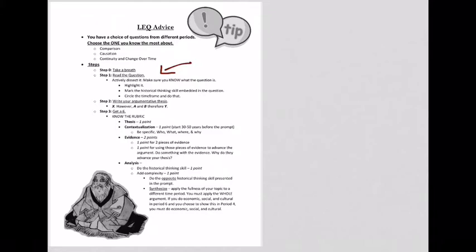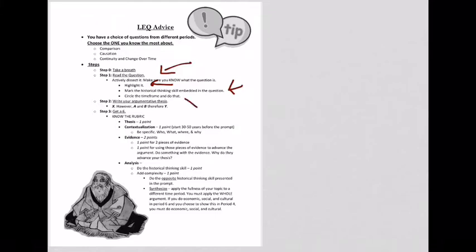Make sure that you know what it's asking. So highlight it. You know, you can do that with your pen or pencil. Mark the historical thinking skill in the question. What do we mean by that? Well, write down, is this a cause? Is this a comparison? Is this a continuity and change over time? What is this one asking you to do? Because you must do that. You cannot do something different. And if you don't get that right, it's going to really throw off your points.